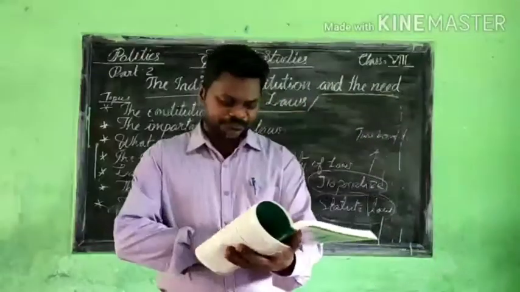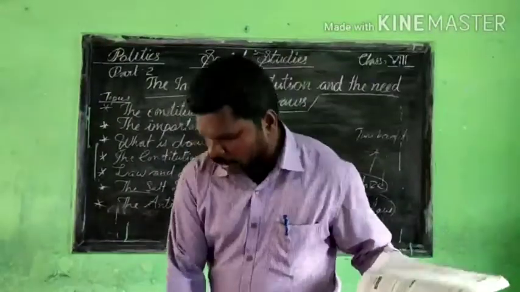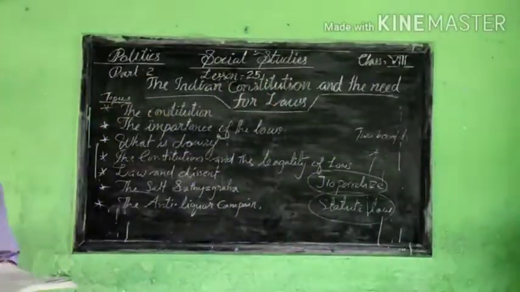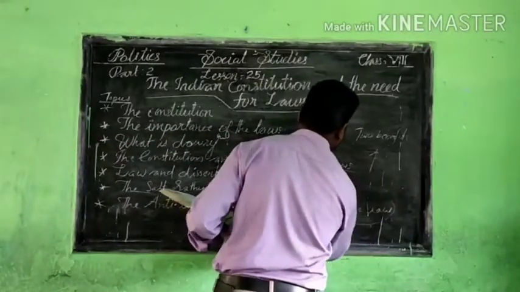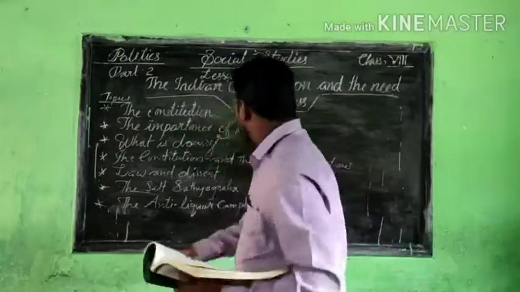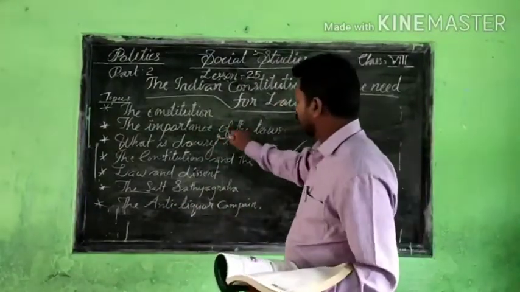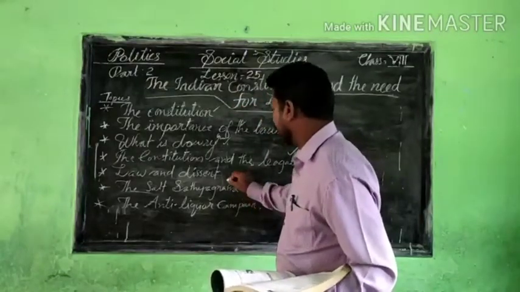Now we can go ahead. Law and dissent. Okay, now we have to go for the next topic. Law and the dissent. Listen carefully. So this topic is already over. Now we have to go over the law and the dissent.